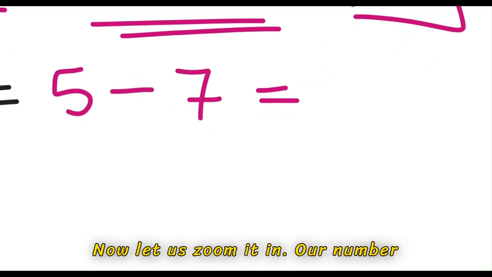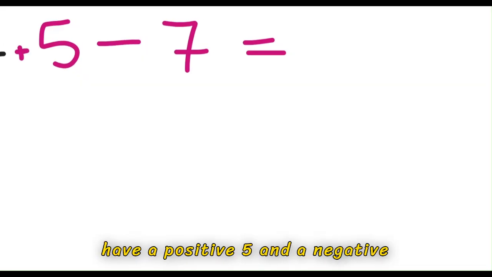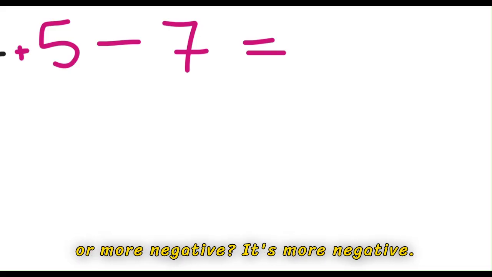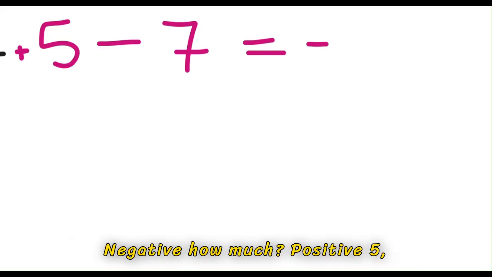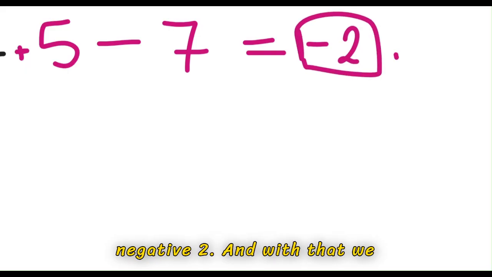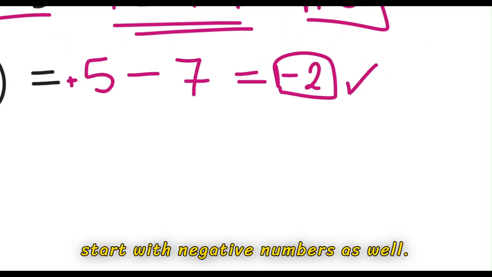Now, let us zoom in. Our number 5 is positive, right? So we have a positive 5 and a negative 7. Then you can say, is it more positive or more negative? It's more negative. Negative how much? Positive 5, negative 7 will be equal to negative 2. And with that, we start with negative numbers as well.